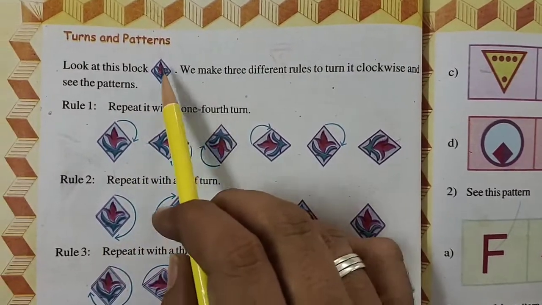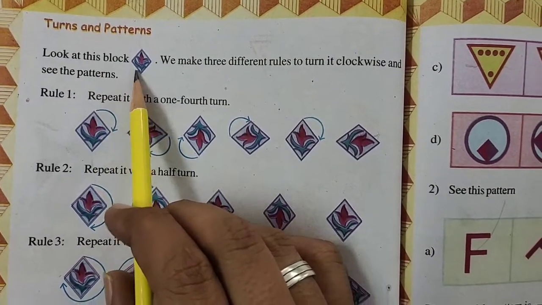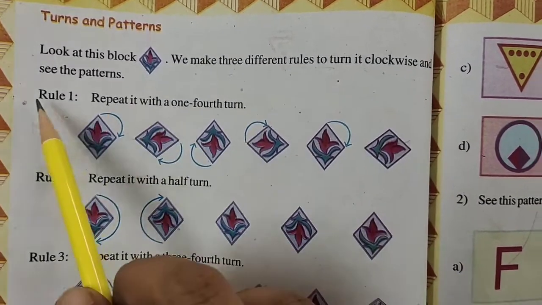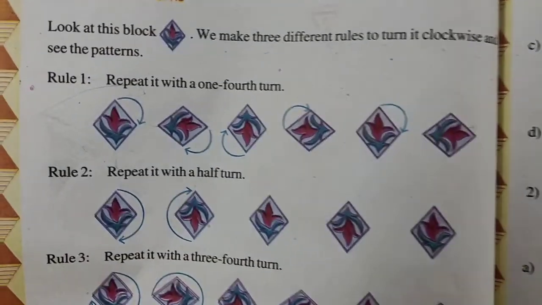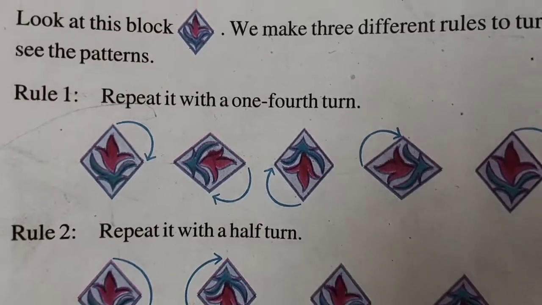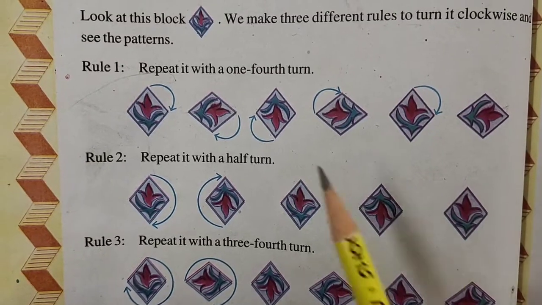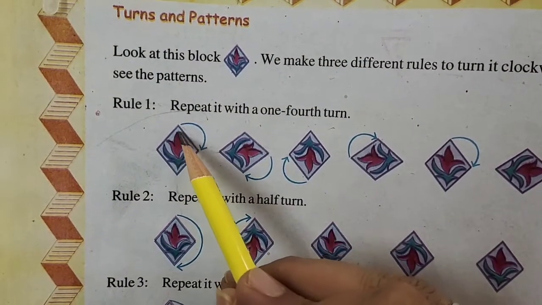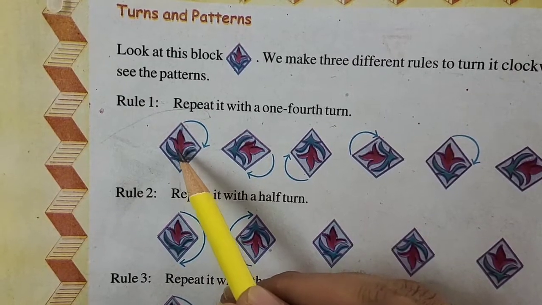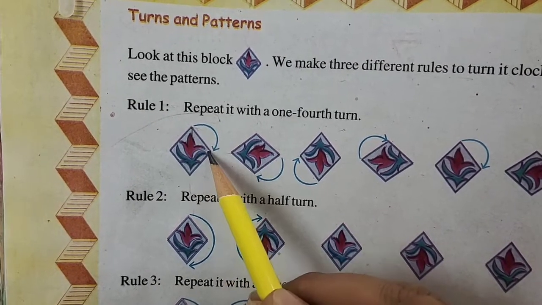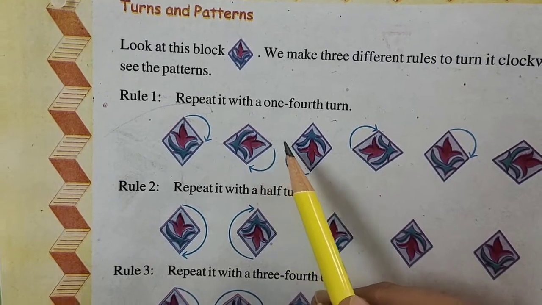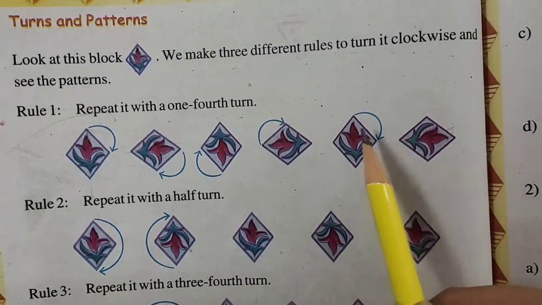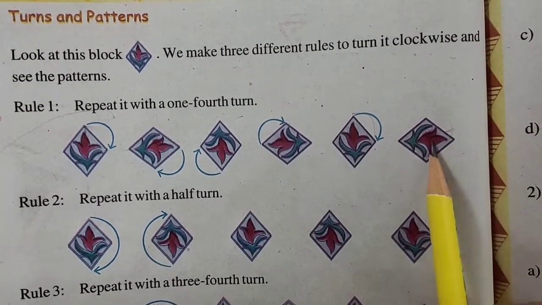Now turns and patterns. Look at this block. We make 3 different rules to turn it clockwise and see the patterns. In rule 1, repeat it with a 1/4 turn. See, here in the pattern, the flower part is at the top. When it is turned 1/4, this comes here, isn't it? Again 1/4, it is here. So you can see that there is a 1/4 rotation. When it is a 1/4 turn, this part comes here.